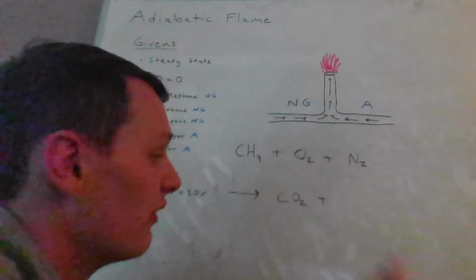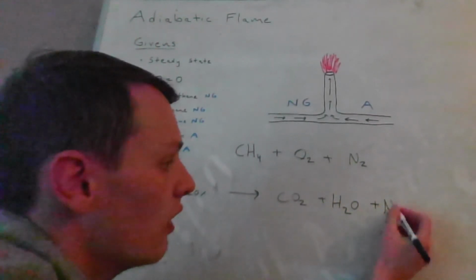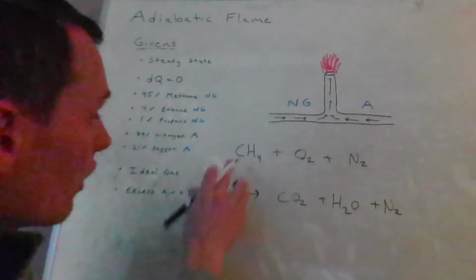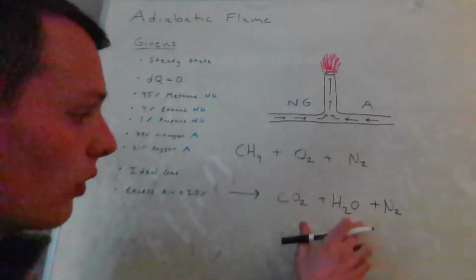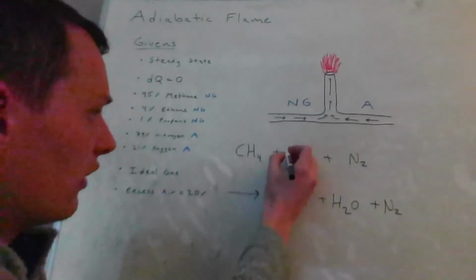Jumping ahead of myself, obviously nitrogen is also still going to be there. As I said, it's along for the ride. Okay, let's balance this. All right, one carbon atom on each side. We have 2 oxygens, 1, 2, 3, 3 oxygens on this side. So let's put a 2 there.